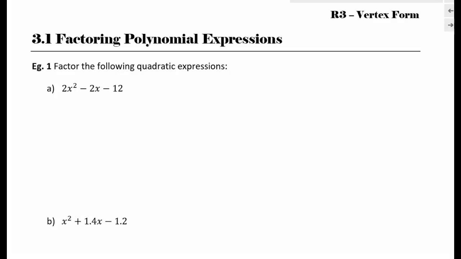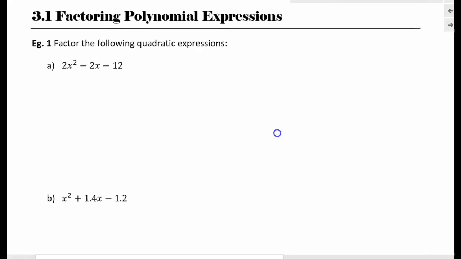Okay, so the other part of our lesson for factoring polynomial expressions is 3.1. So that ties to 3.1 in your workbook. So there's going to be some practice questions that you can try with that. So example 1 is looking at just factoring general quadratic expressions similar to what you were doing in the previous part of this lesson.